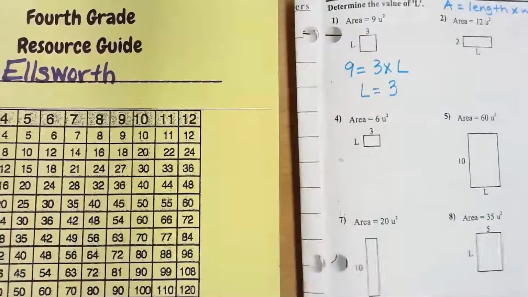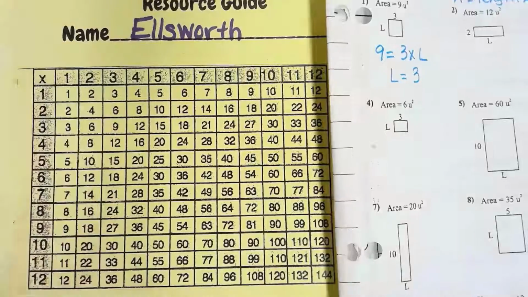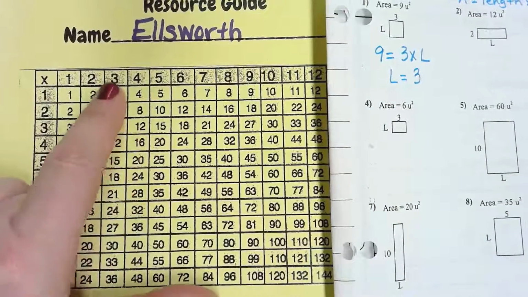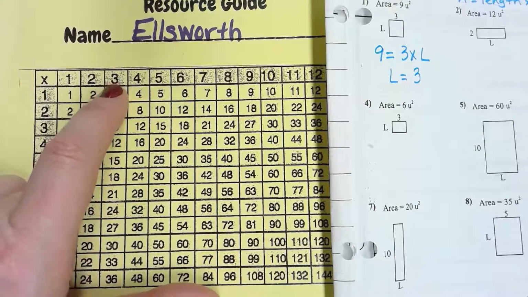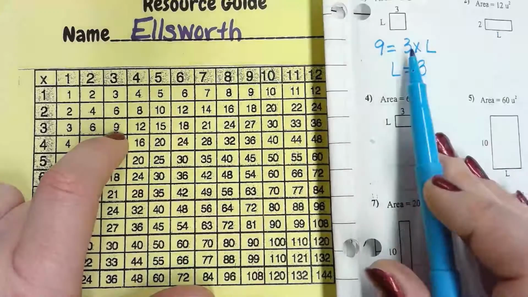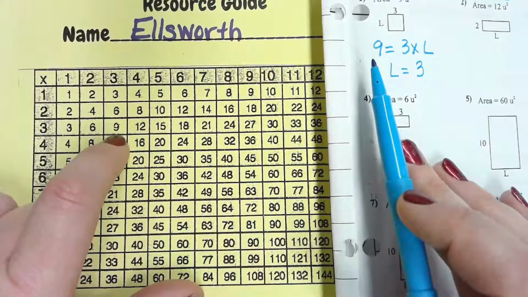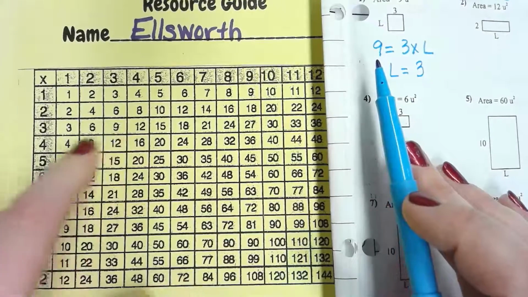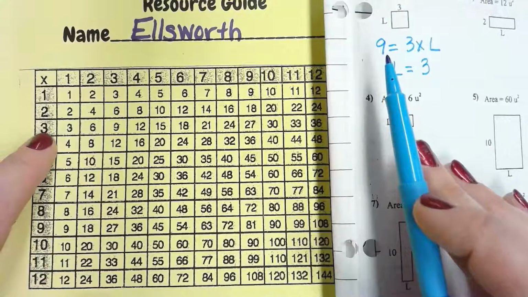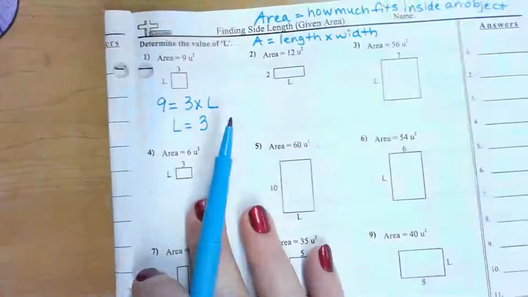Now remember, if you're not sure, you could use your multiplication chart. You don't need to pull it out if you don't need to, but we could go down our 3's to see what gets us to the 9. Because we have a 3 here, right? So we know we're working with our 3's facts. Our answer is 9, so we need to find that down below. And then we're going to go over and see that it matches up with a 3. So 3 times 3 equals 9.